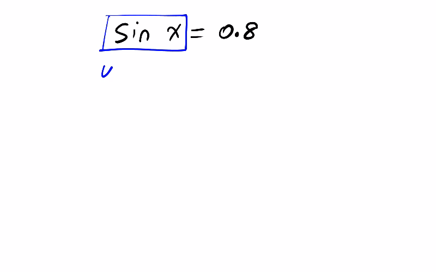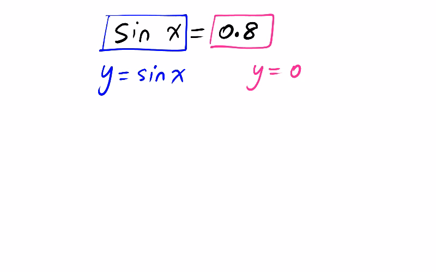Solving the trigonometric equation sine of x equals 0.8. Every time we are solving a trig equation, we have the trigonometric term isolated, and that's the trigonometric function, sine of x. And on the right hand side, we have a constant, in this case 0.8. So all we need to do here is actually sketch the graph.